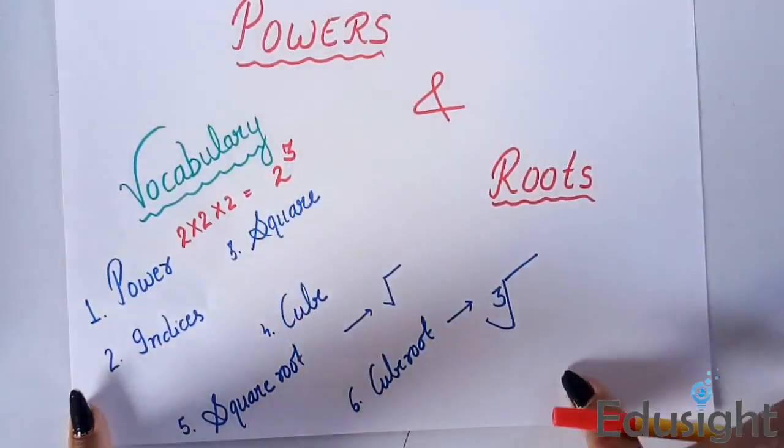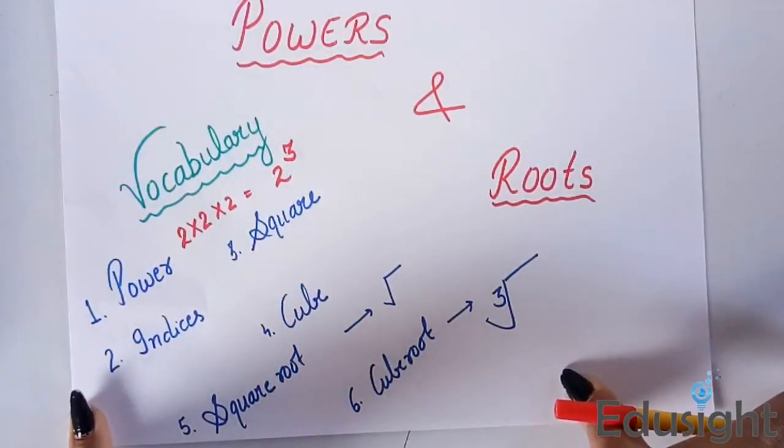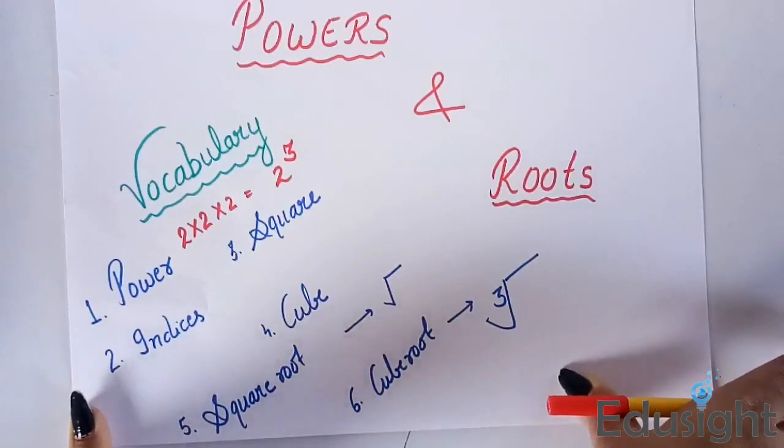Next we are having indices. Indices is the plural form of index. Index means the integer which we are using for the power to show the power. That is called indices. Index number.